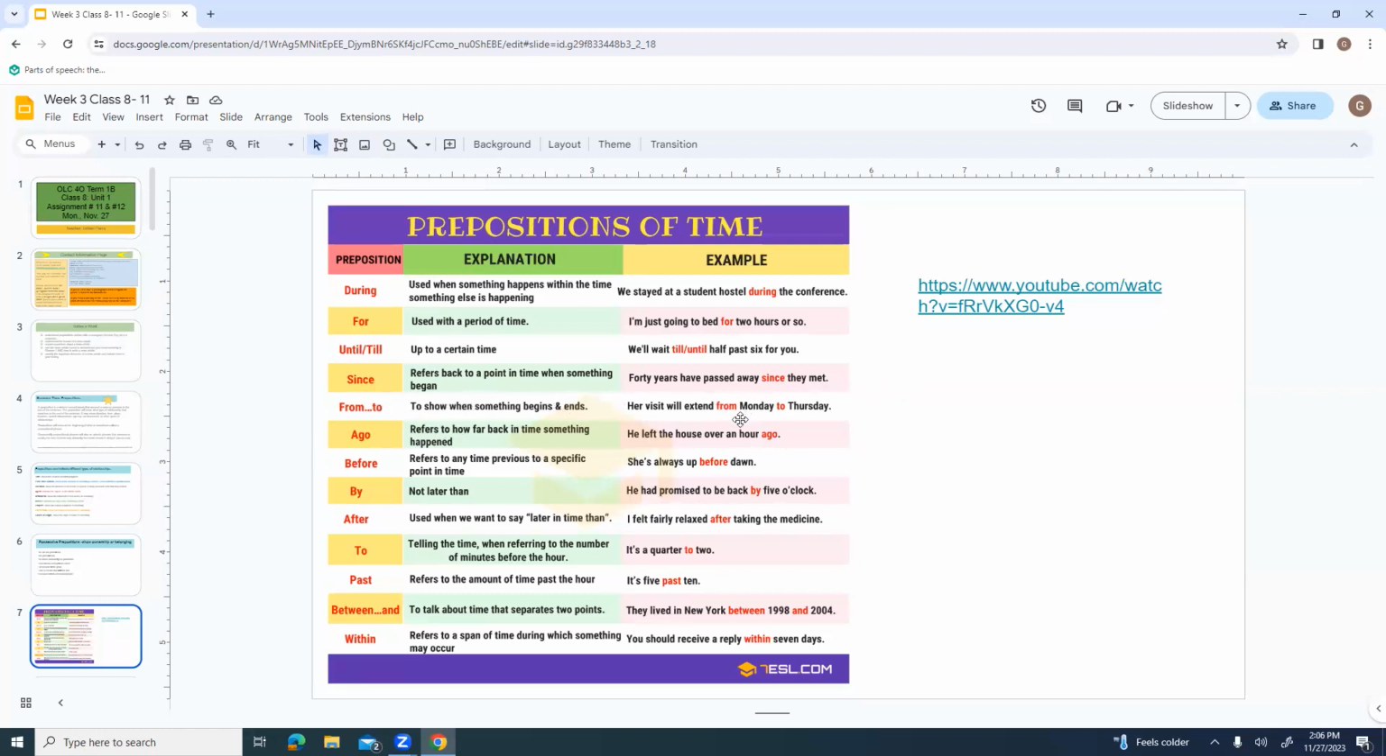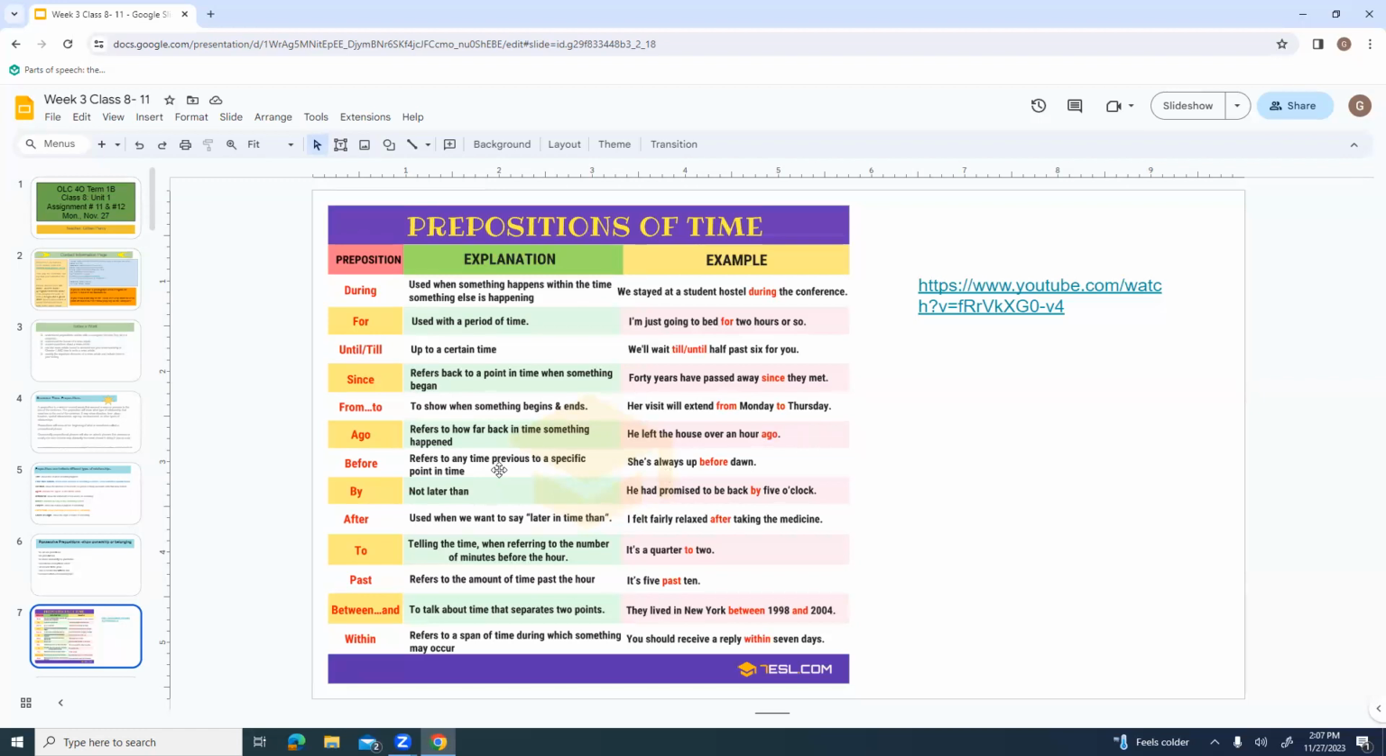Like her visit will extend from Monday to Thursday. And it could be a much bigger frame, like fall is from September to December. Ago is talking about something in the past and how far back it happened. He left the house over an hour ago. Or it could be something like, those fashions were done a long time ago.